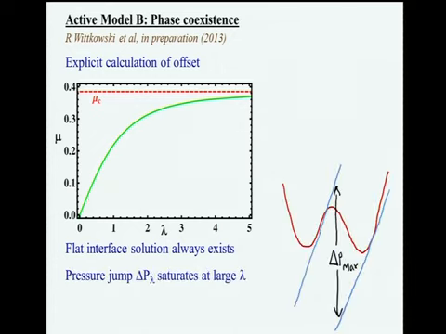And what happens is that the offset in the chemical potential, or equivalently the mismatch or the pressure change, saturates. So if you draw the free energy curve here, there's a maximum pressure difference you could ever get between these two phases, because there's a maximum slope I could draw on this branch of the curve, which actually passes through this spinodal point here. So that's the maximum pressure difference, and that's what you get in the limit of large lambda. Okay.